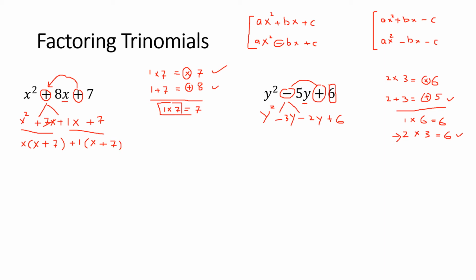Okay, and now we have this term and we have this term. Both the terms have two factors, and x plus 7 is a common factor, so we divide both the terms by x plus 7. So when you divide this by x plus 7, you will be left with x, so here you write x, and when we divide this term by x plus 7, we will be left with 1, and the factorization is done.